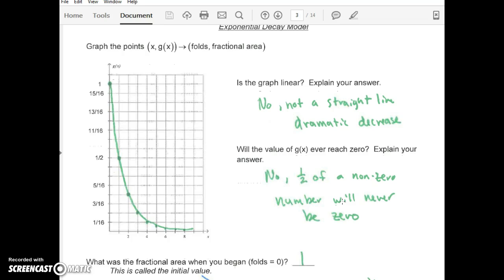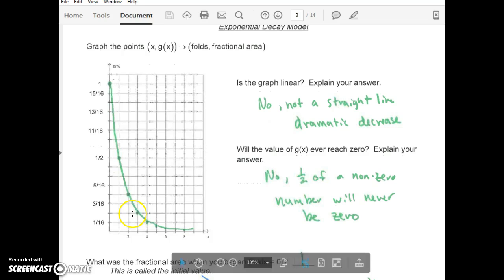For the exponential decay, we took our x value, which was the number of folds, and g of x, which is the area that each one of those sections takes up. So again, our initial value was (0, 1), so we plotted that point and a good portion of the other points. And we can see that we have an exponential decay graph. Very steep slope, and then it kind of levels off towards the end.